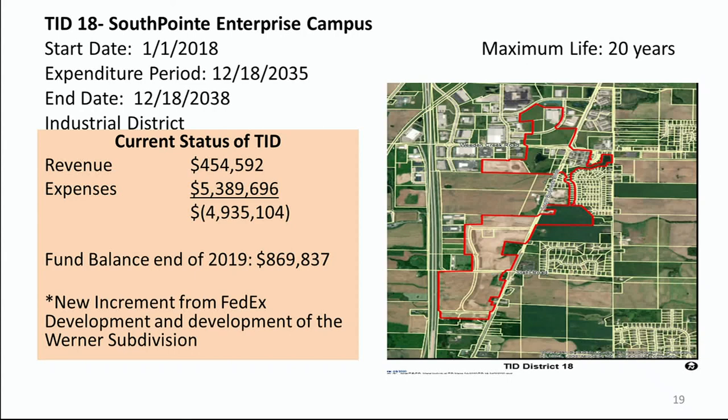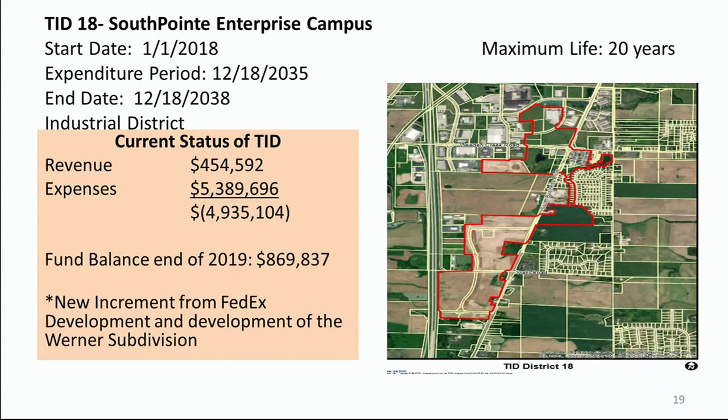There's also some increment not included in here that will be coming from the FedEx project to the tune of about $7.7 million. And then the north half of the Warner subdivision that hopefully is going to be breaking ground this year, those properties are within this district as well, so it'll see some increment from that.